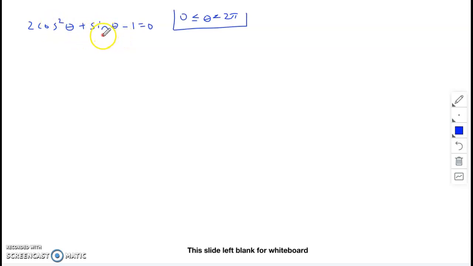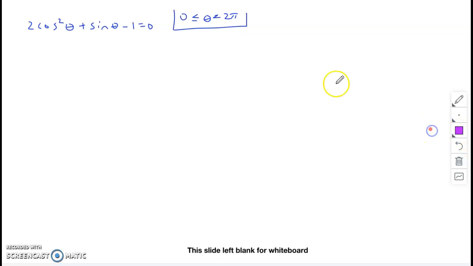I can't have that. I need to have either the cosines or the sines, one of the two. In our case, I see that I have a cosine squared and my sine is not to the second power, so I want to have my equation in terms of sine. How can I turn cosine in terms of sine?